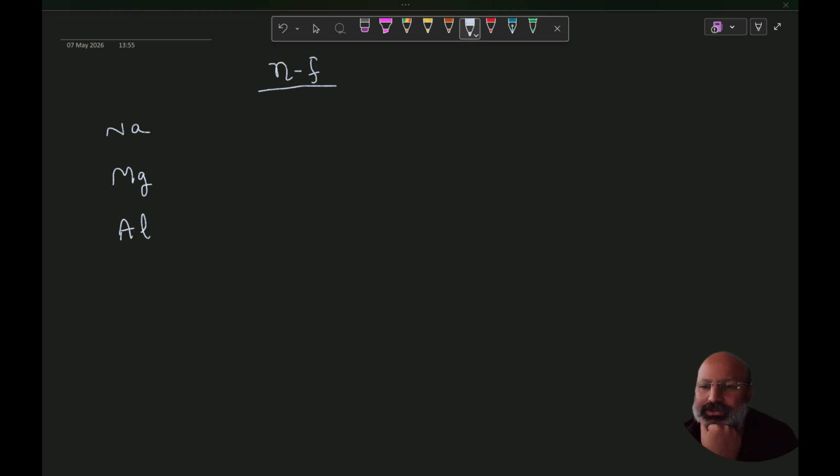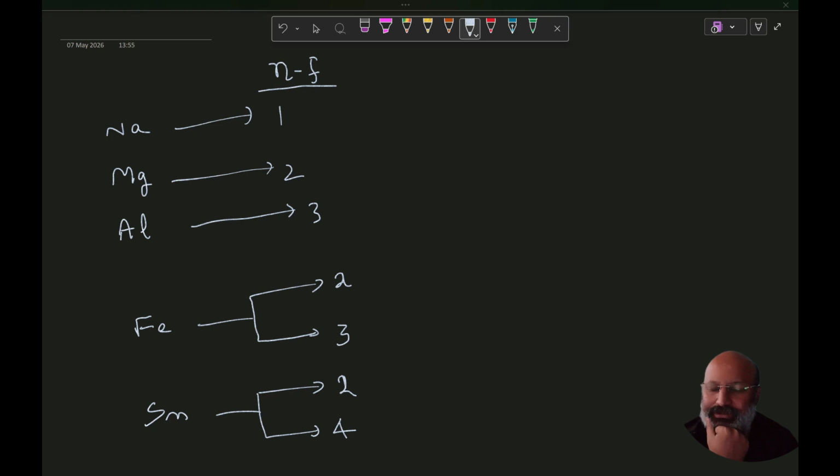Now if I want to understand n factor for sodium, magnesium, aluminum, for sodium it will be 1. For magnesium, it is 2. Aluminum, it is 3. So it means we are 100% sure when they react, they lose 1, 2, 3 electrons respectively while they react with the other substances. So there is no confusion in that.